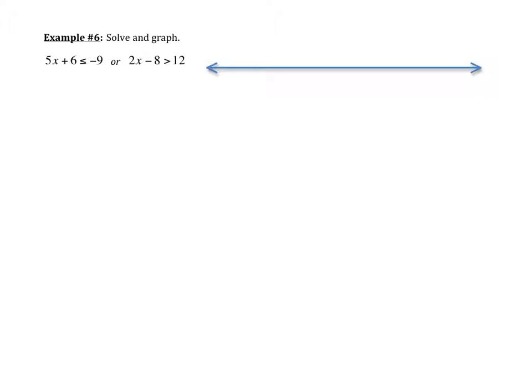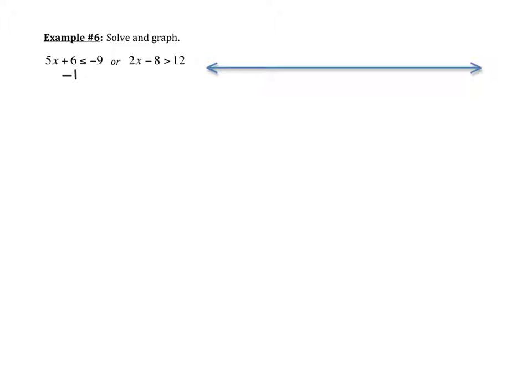And on to or situations. Example number 6, solve and graph. So notice that it says or. Every or situation always says or. And or situations are really easy to solve. I solve this inequality separately from solving this inequality, but I put both answers on the same graph. So let's get to it.